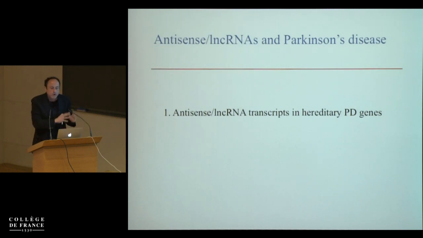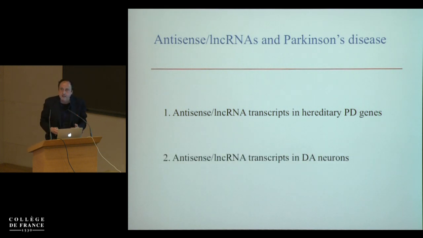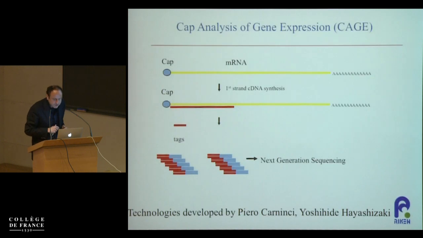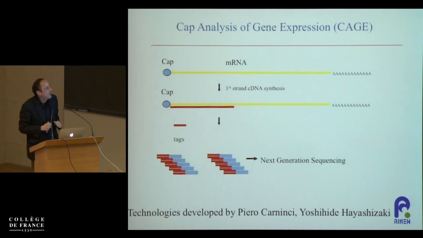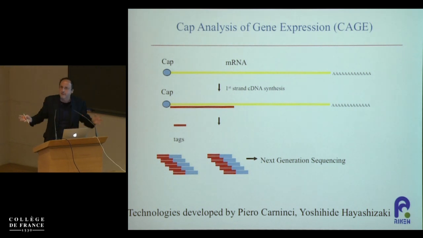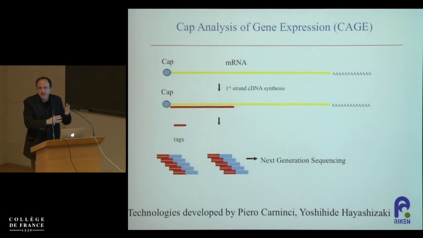On one hand, we look at antisense long non-coding RNA transcripts associated with hereditary Parkinson's disease genes. On the other hand, we look at the same classes of transcript as expressed specifically in dopaminergic neurons. For both approaches, I just want to share with you a technology that is now present in many different variants: CAGE, deepCAGE, nanoCAGE, HeliScopeCAGE, whatever, many different types of variants and applications.